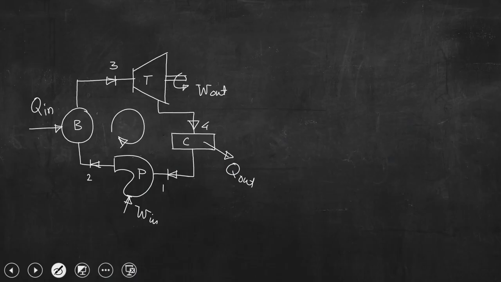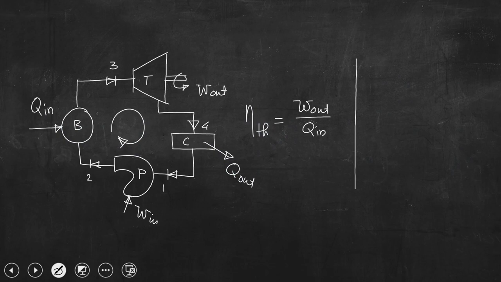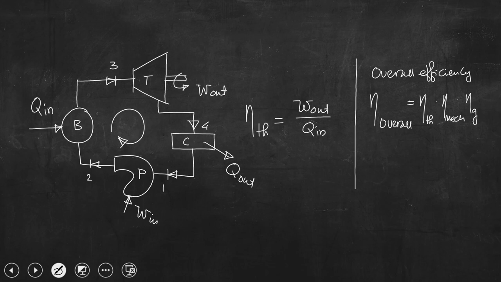Now, what we would like to discuss today: we have discussed the thermal efficiency of the cycle, which is nothing but W out by Q in. The question is, by knowing only this thermal efficiency, it is very difficult to predict the overall efficiency of the plant. I will discuss why later, but the overall efficiency of the plant is thermal efficiency into mechanical efficiency into generator efficiency into eta boiler.